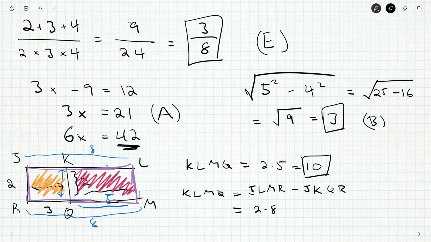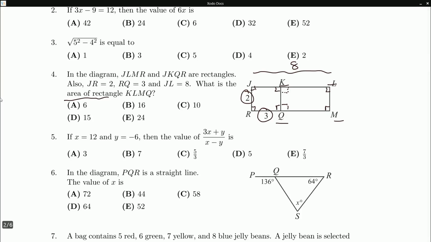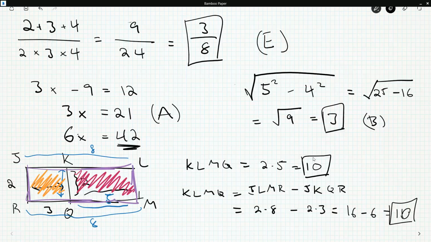JLMR is a 2 by 8. JKQR is a 2 by 3. This is the information they actually gave me. So that's 16 minus 6, and we get 10 a different way. So there's 2 ways we could do the question. You'll probably only do one, but it's important to be able to say, well, we could figure out lengths, or we could view one rectangle as a difference in the areas of 2 others. So we've got 10 here, and that's going to be an answer of C.